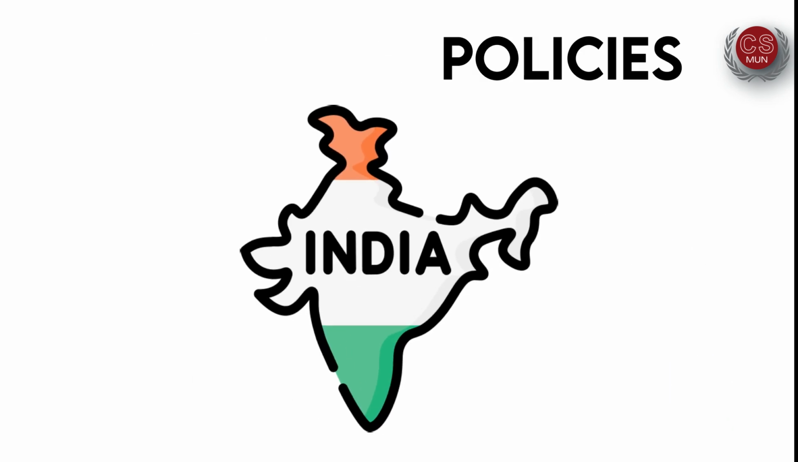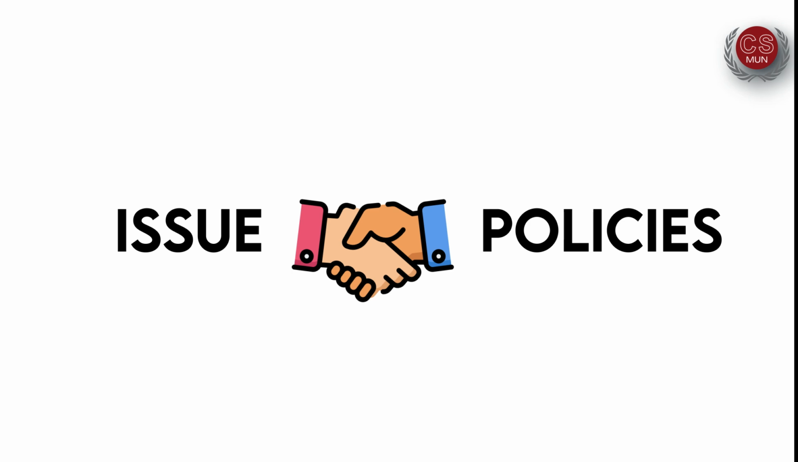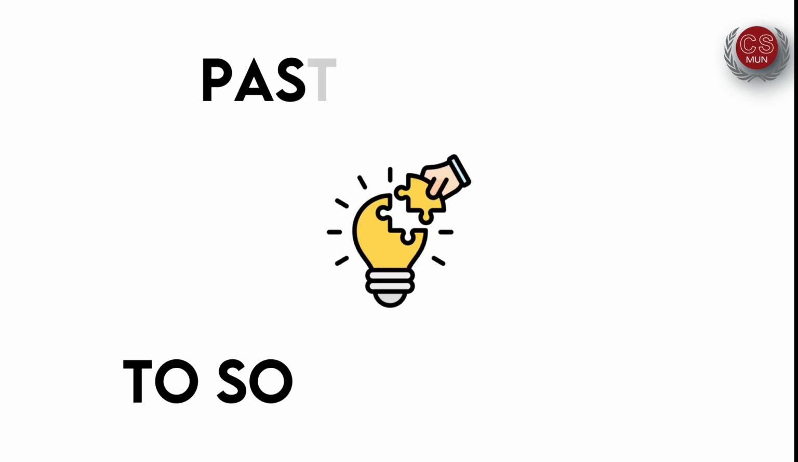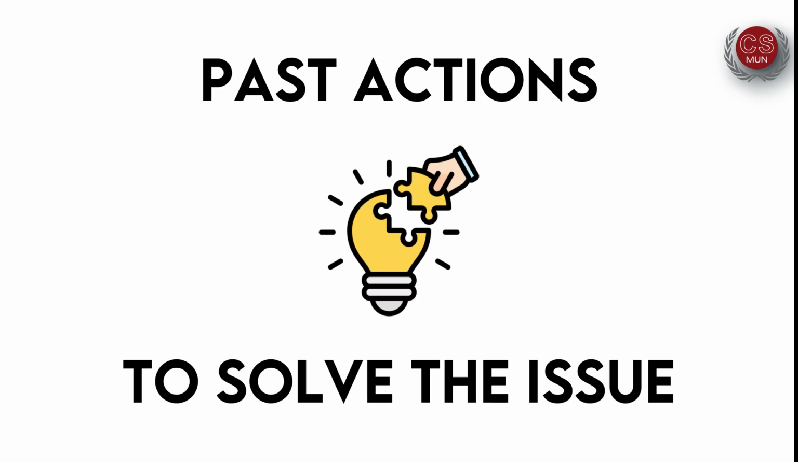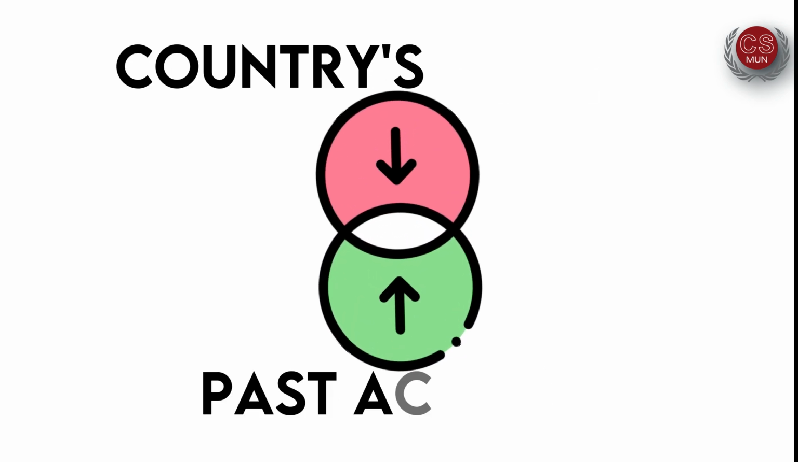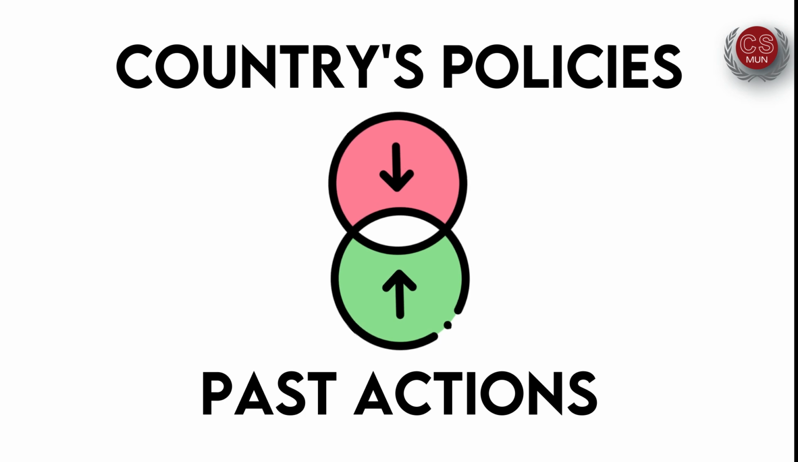Country's policies. Expound on the relation between the issue and the country's policies. Past international actions and domestic efforts to solve the issue. Effectively combining the previous section and the past actions taken by the UN, international organizations, and the country itself will help you rightly formulate the country's position.